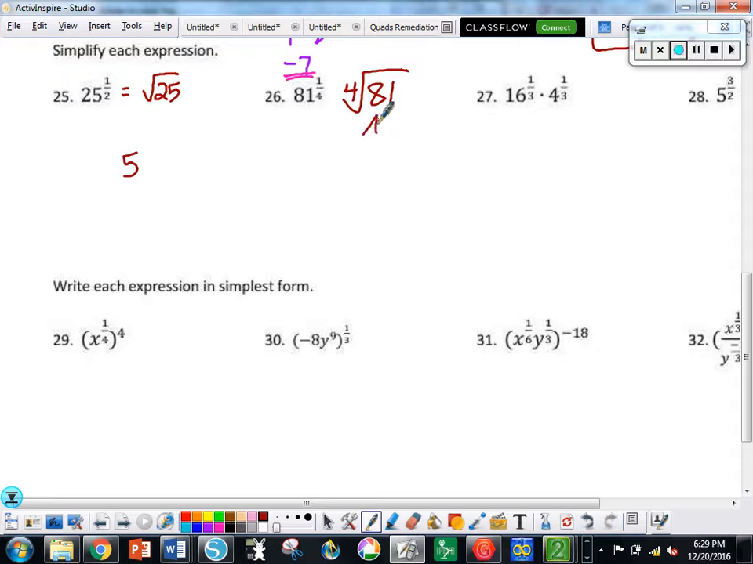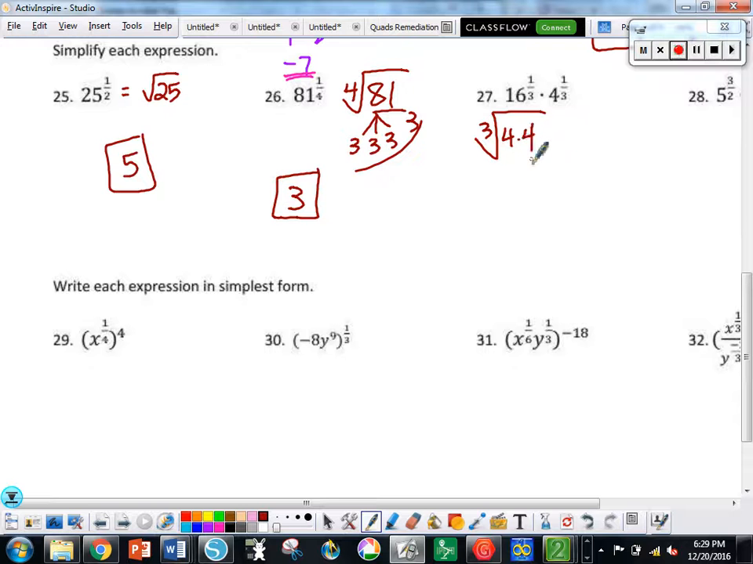81 is 3 times 27, which is 3 times 9, and 9 is 3 times 3, so this is 3. There's not a lot of work to show on that one. I would appreciate this tree thing right here. This one's a little bit harder. This is the same thing as saying the cube root of 16, and 16 is 4 times 4, times the cube root of 4. If I put those underneath the same radical, you get 4.